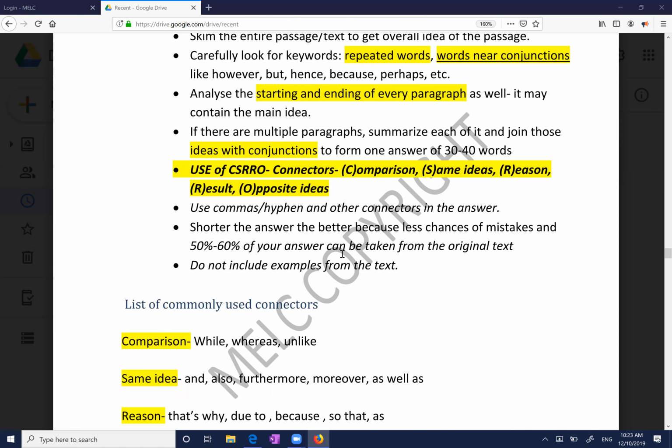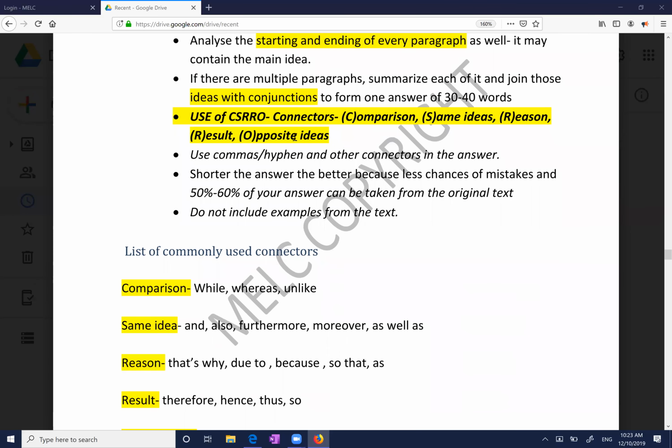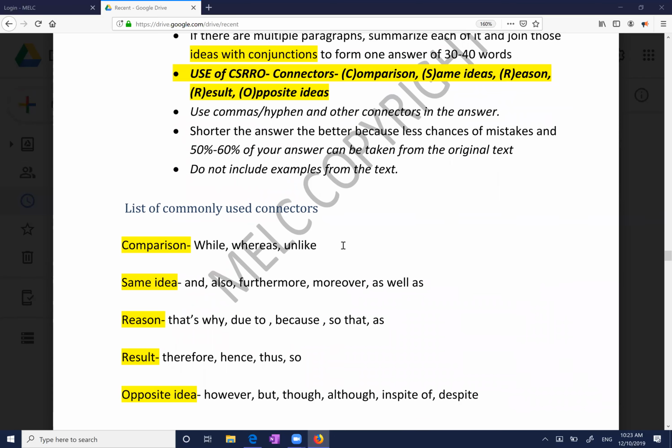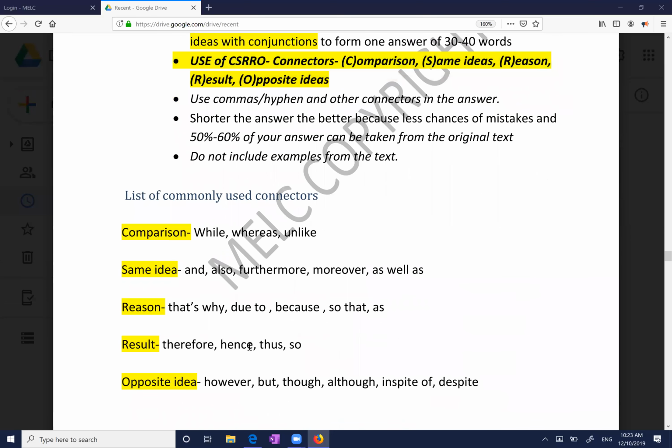And when you write an answer, as I said, you have to join the ideas with multiple conjunctions or connectors. Now, connectors and conjunctions are the same thing. I'm using different vocabulary for that. There are 5 main types of connectors that we use. There are more than this as well, but these are the 5 most common types.